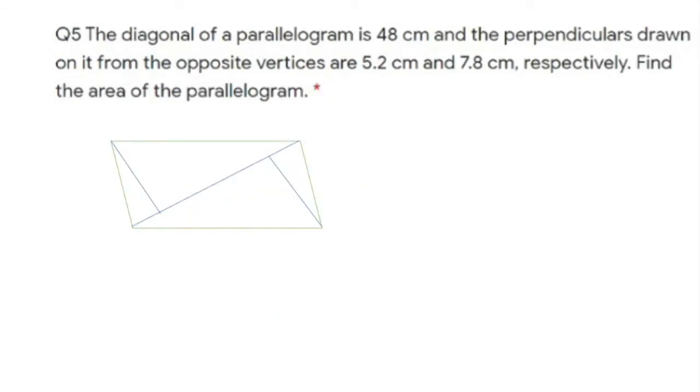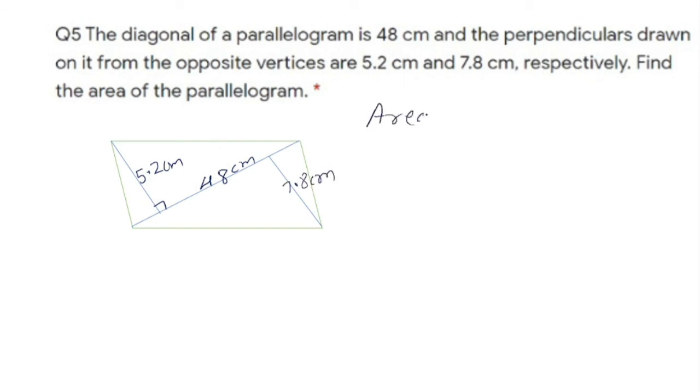Okay, the last question. Now, the diagonal of a parallelogram is 48 centimeter. Now, we are not using the area of a parallelogram as base into height. So 48 centimeter. Always remember, draw the figure, it becomes easy. So the length of the diagonal is 48 centimeter. The perpendiculars drawn from its opposite vertices are 5.2. Remember, it is not to scale, not the exact measurement. And from this vertex, let us take it as 7.8 centimeter. Find the area of the parallelogram.